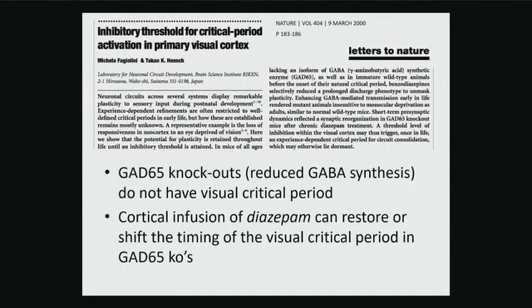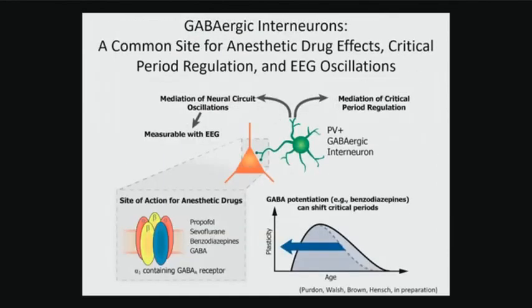So, what are you to do? That time has passed, or it's never even happened. Well, if you give a cortical infusion of diazepam, you can actually restore the critical period. So you bump up inhibition and the critical period pops right back. So we seem to be seeing a situation in which these GABAergic interneurons are sitting at this cool nexus. They are generators of oscillations we can measure, especially if the kids are under anesthesia. They regulate critical periods, and they're also sites of action for anesthetic drugs.